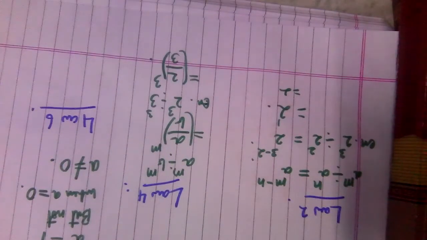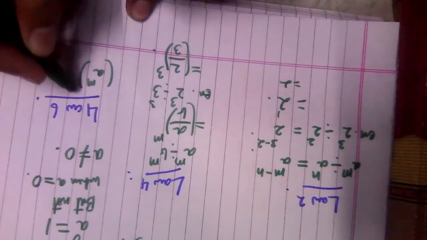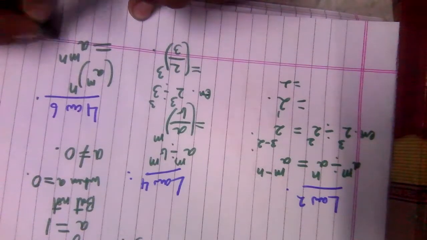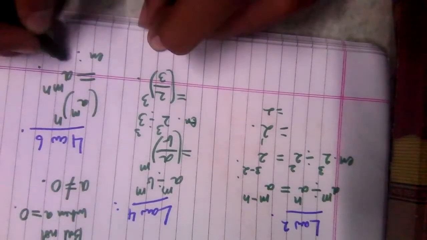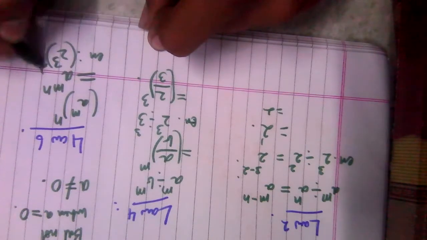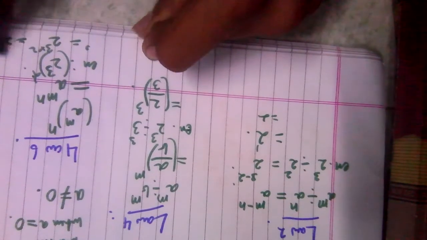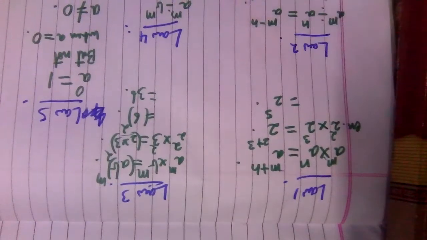And I got the sixth law, that's a to the power of m to the whole power n equals a to the power of m into n. For example, take 2 to the power of 3 to the whole power 2 will be equal to 2 to the power of 3 into 2, which will be equal to 2 to the power of 6. Don't confuse it with the earlier law. Okay, now let's get to the example question.